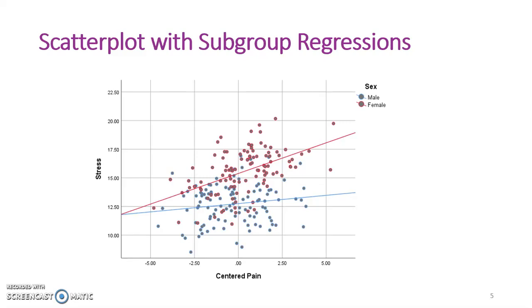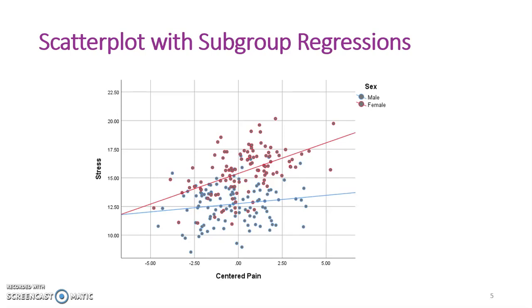But the difference here is that we have now specified subgroups for this plot such that there are blue dots for the males and red dots for the females. And then I was actually able to get the plot with fit lines on it for each group. So there is a fit line, a regression line here for males and a regression line here for females.